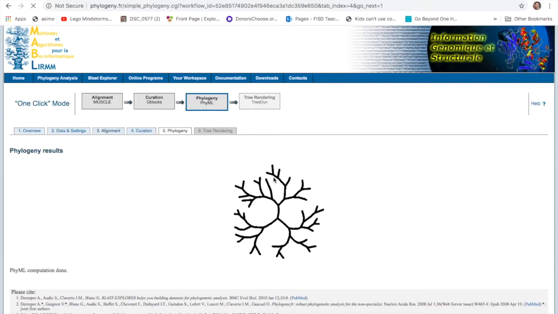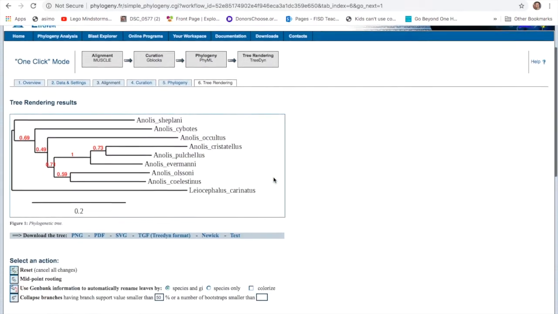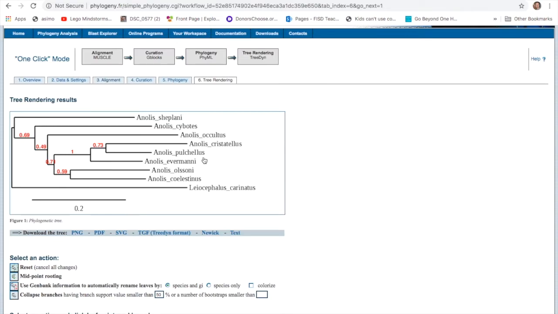And you will be able to download a file that you will submit as part of your assignment for today. Okay, so here we go.